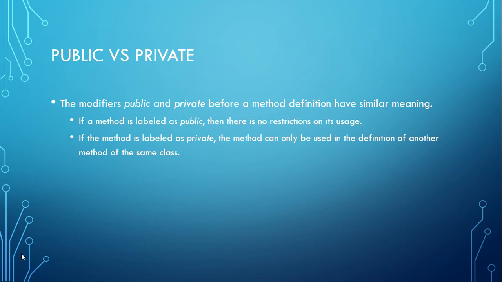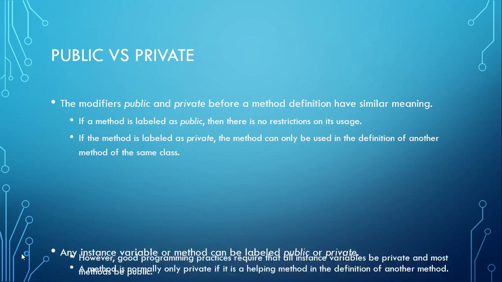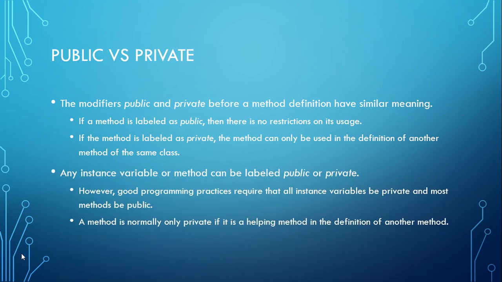The modifiers public and private before method definition also have similar meanings. If a method is labeled as public, then there are no restrictions on its usage. So you can use it in that class, you can use it outside the class. If the method is labeled as private, the method can only be used in the definition of another method of the same class. Any instance variable or method can be labeled public or private. However, good programming practices require that all instance variables be private, and most methods are public. So just remember, rule of thumb, instance variable, private. Method, generally public, but there are some exceptions.